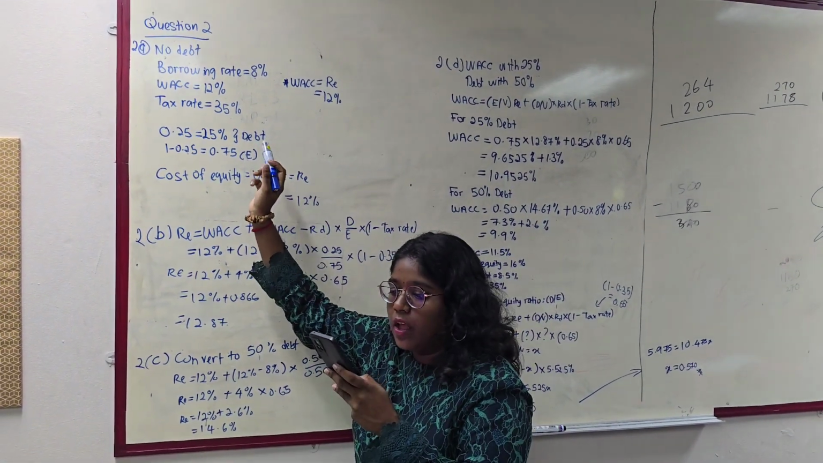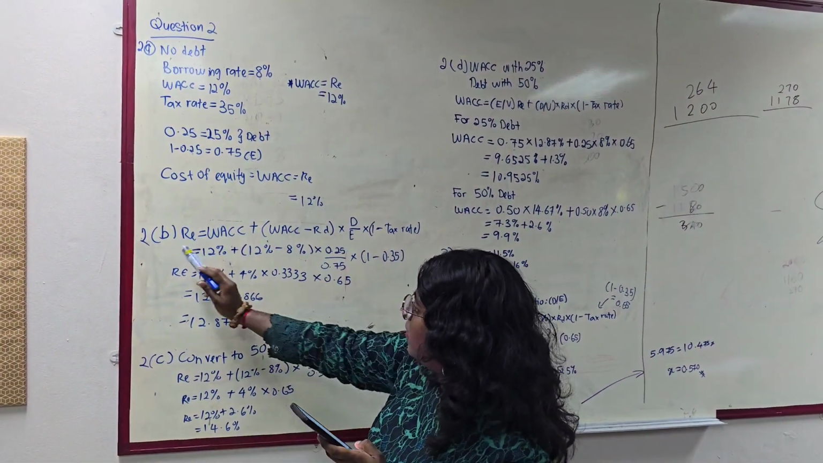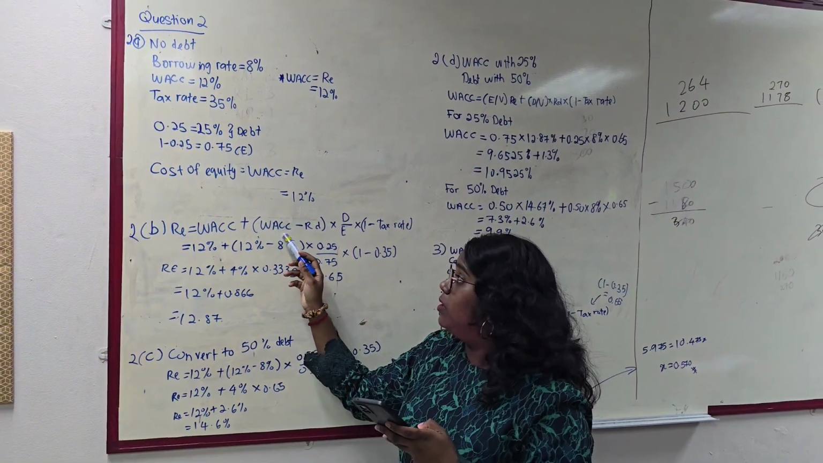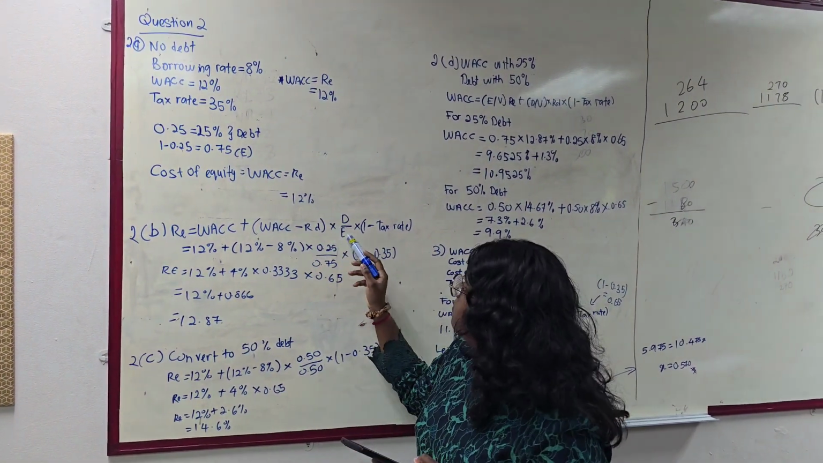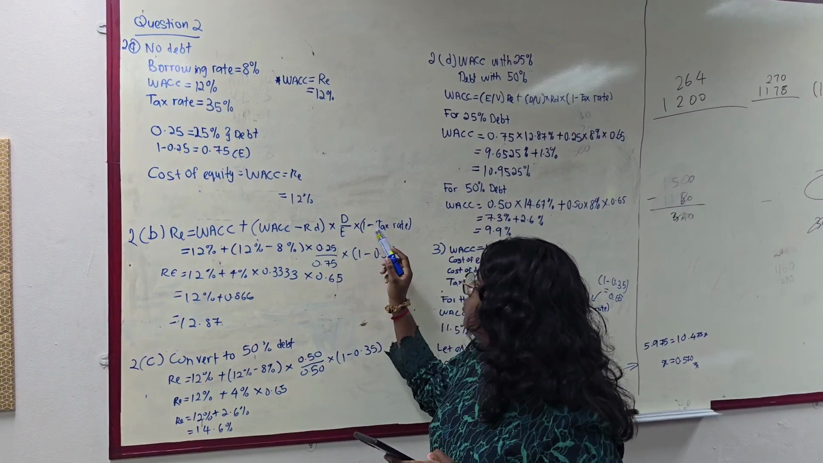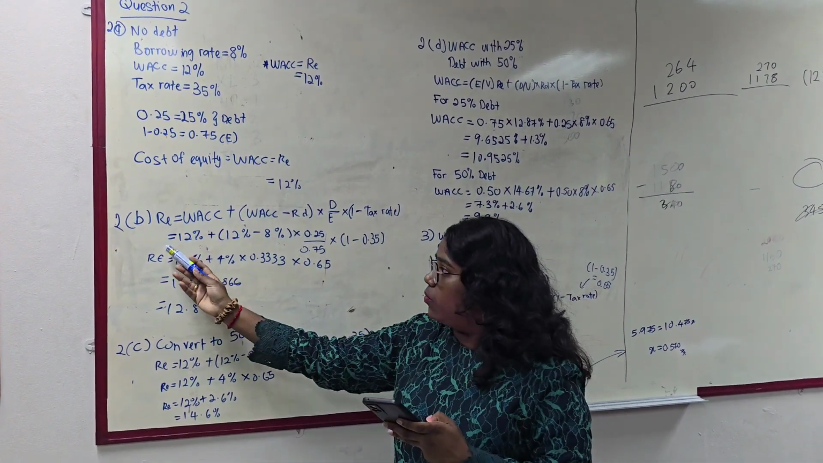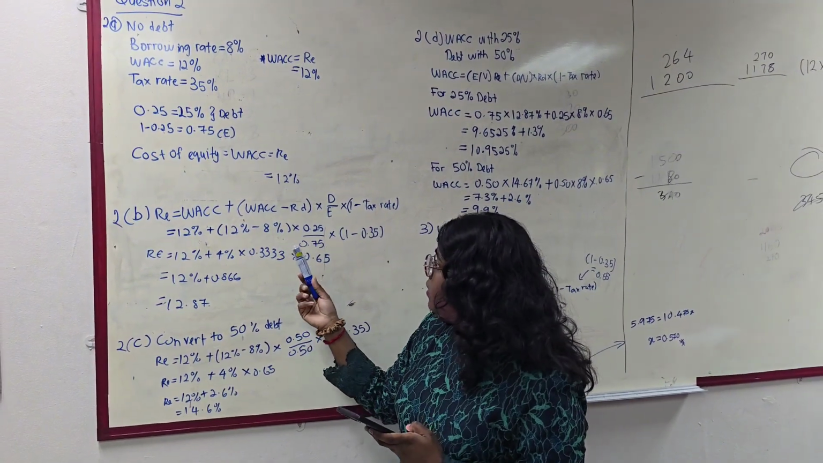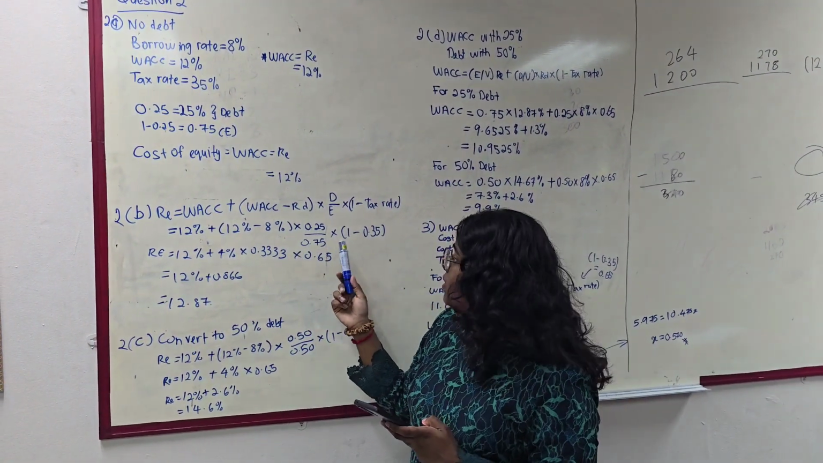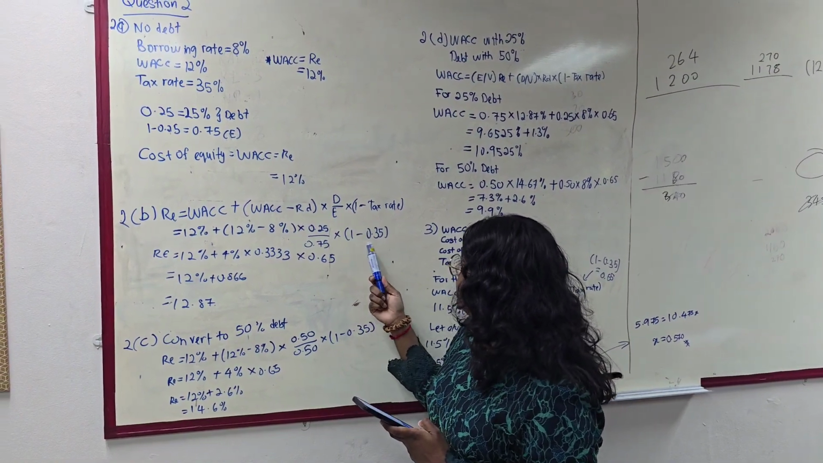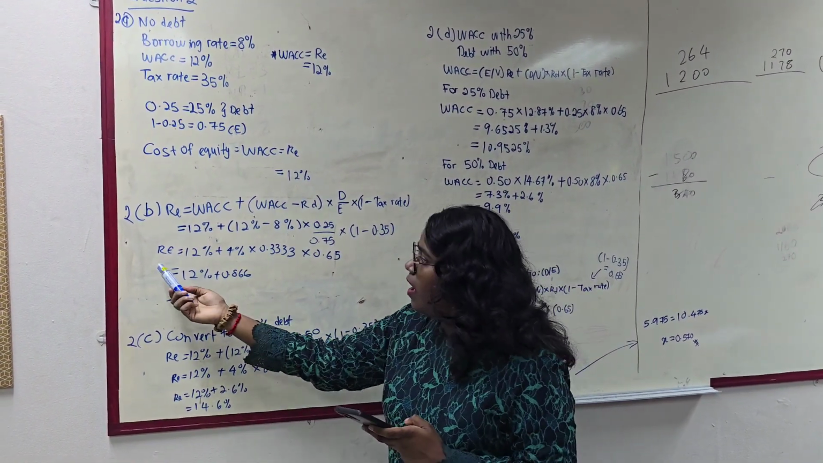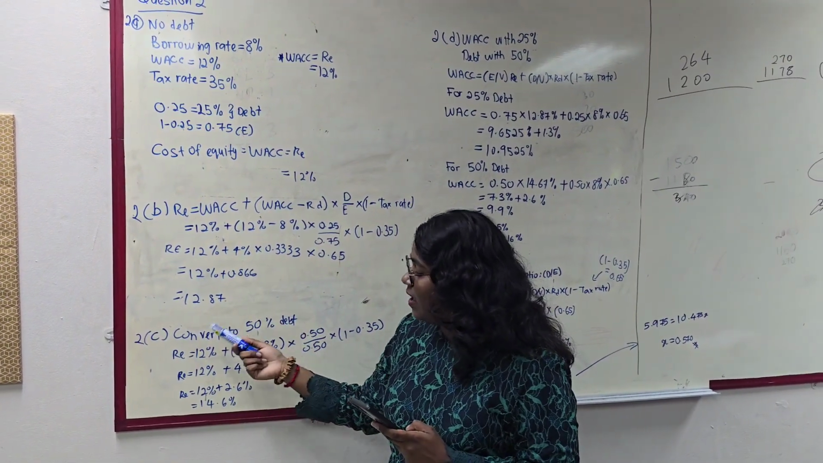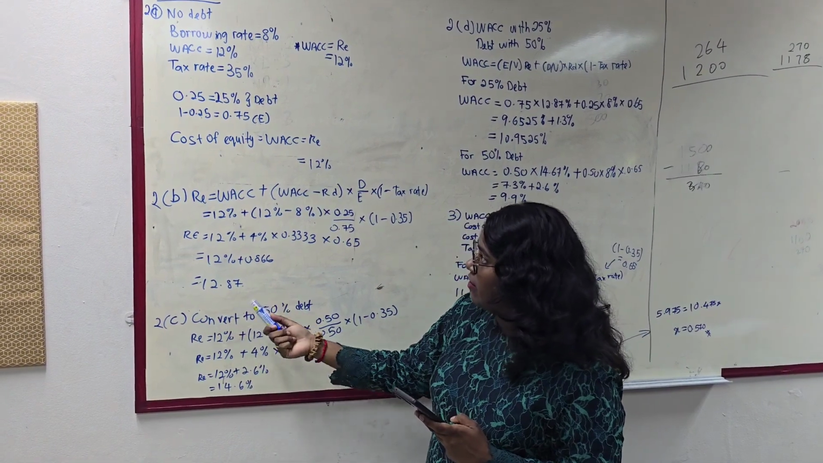For 2B, it is asked for RE, which equals WACC plus in bracket WACC minus RD, times D divided by E, times 1 minus tax rate. That equals 12% plus 12% minus 8% times 0.25 divided by 0.75 times 1 minus 0.35, which equals 12% plus 0.866, which stands for 12.87%.